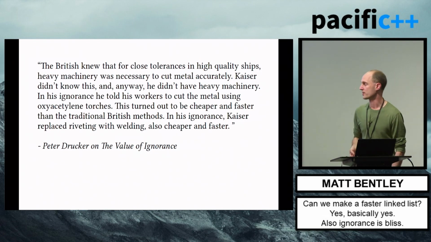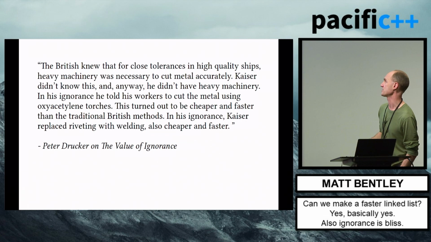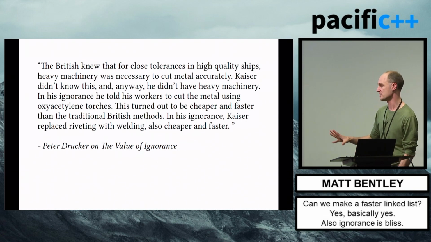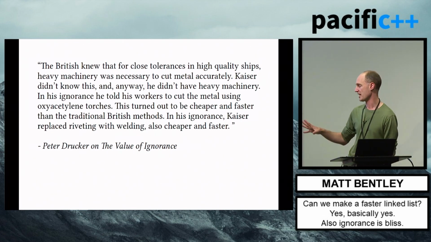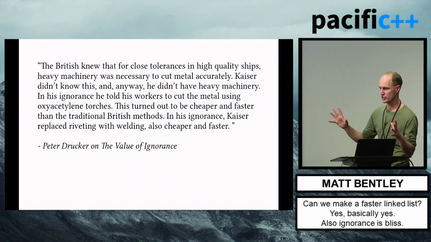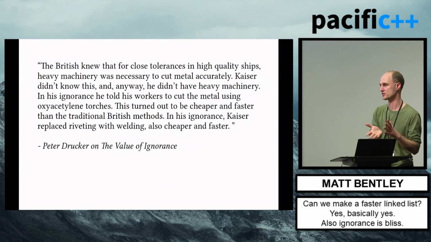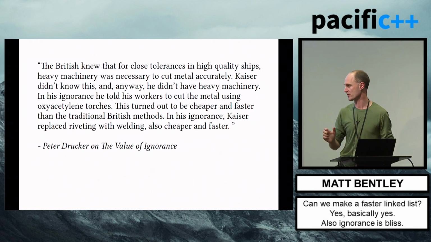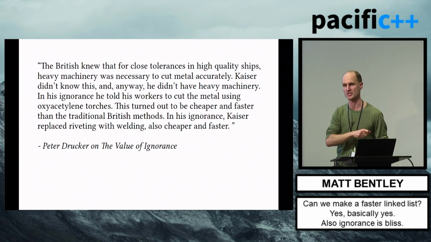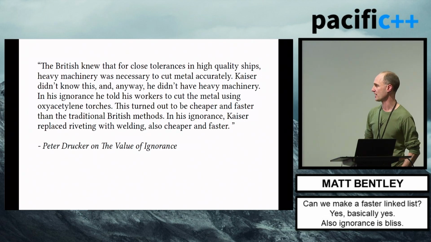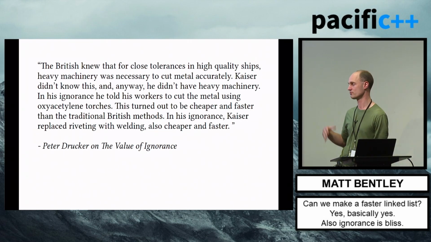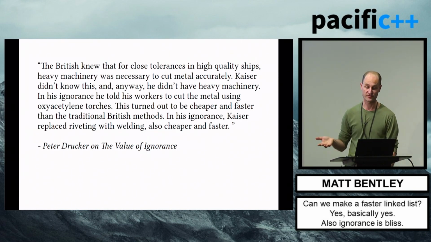So the guy that they got in charge of the whole operation was called Kaiser, and he didn't know anything about it anyway, and nobody under him knew anything. Because of that, he didn't know that you needed all this heavy machinery in order to cut all the metal pieces to the exact shapes and specifications to fit to each other. So he just got his workers to use blowtorches, essentially. And that ended up being a lot faster and cheaper. Along the same vein, he replaced riveting with welding. That turned out to be faster and cheaper.